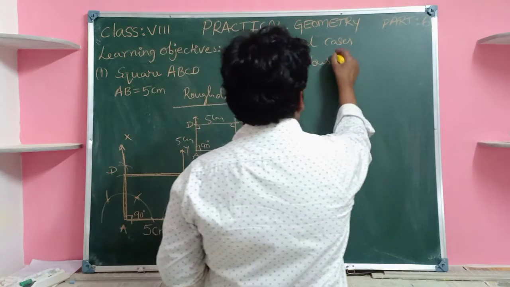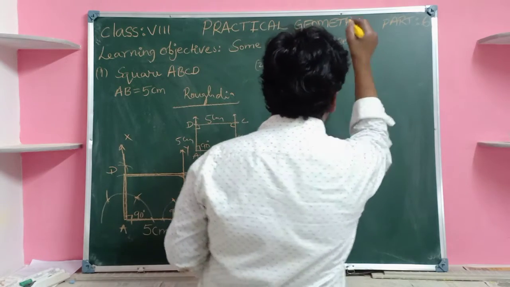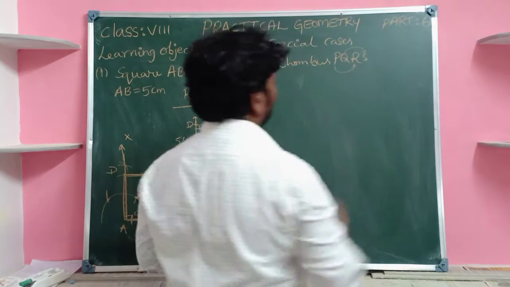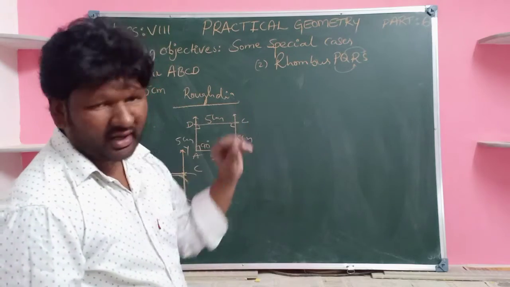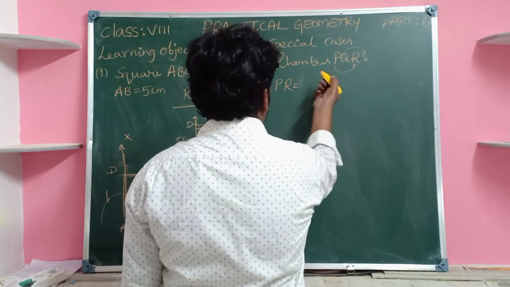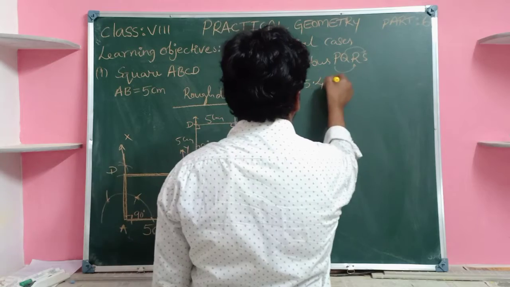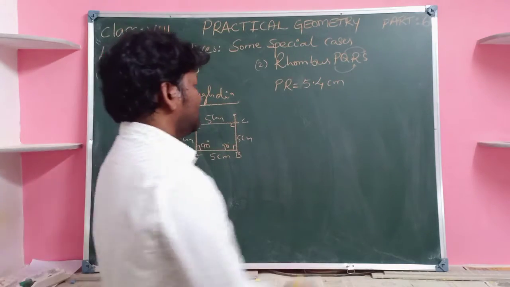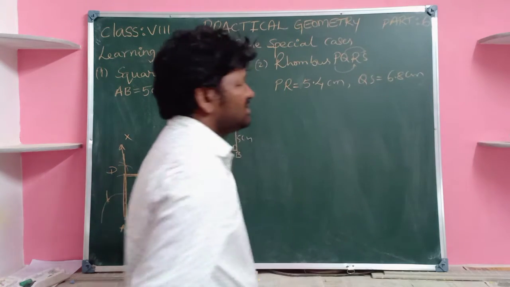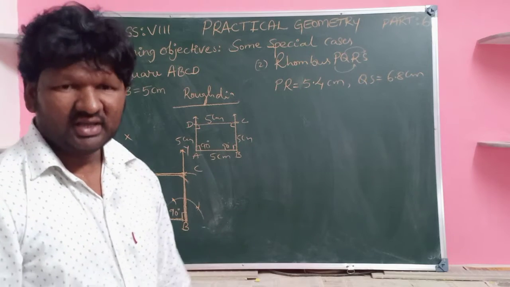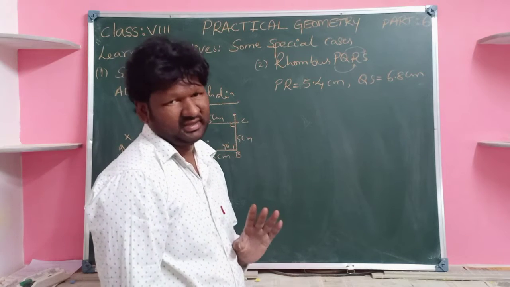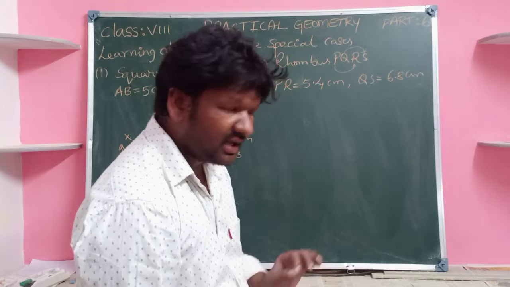For example, we need to construct a rhombus PQRS. So here PR is one diagonal and QS is another diagonal. If in case PR is equal to, for example, 5.4 centimeter, then QS is equal to 6.8 centimeter. Then construct a rhombus. So in a rhombus, the diagonals perpendicularly bisect each other.